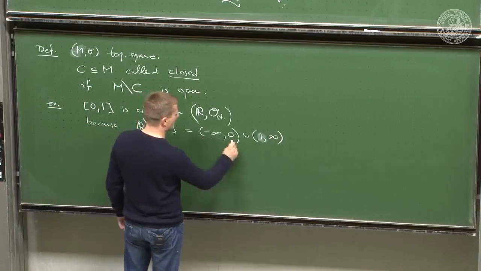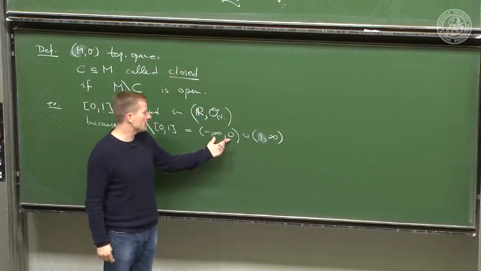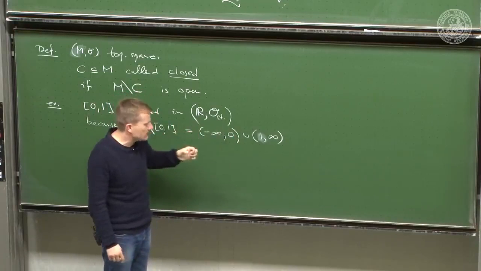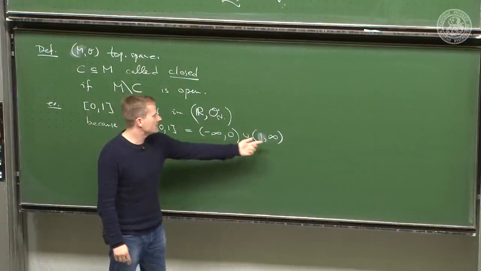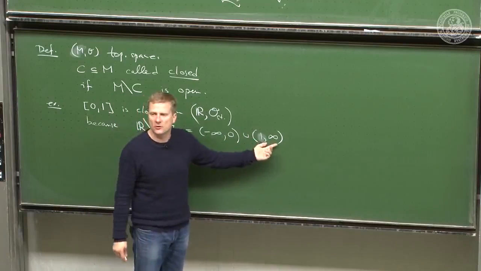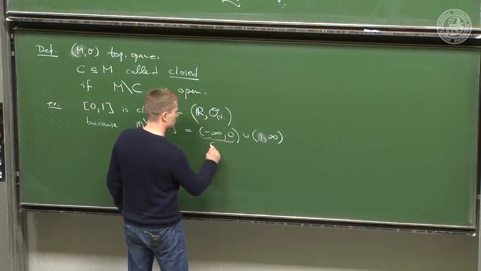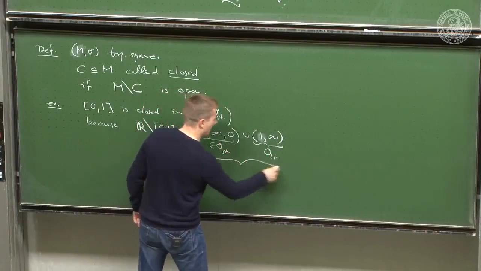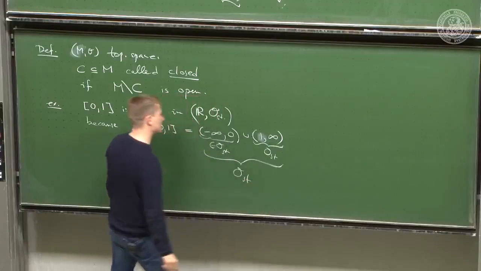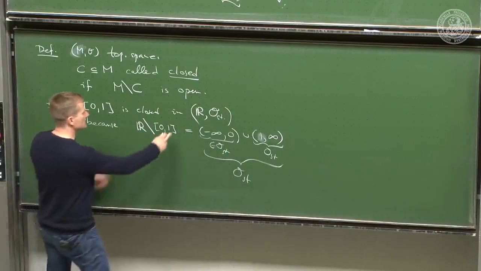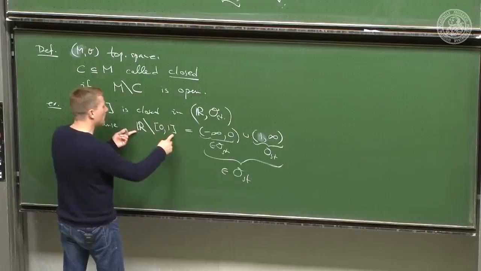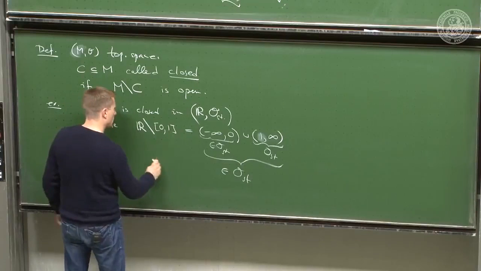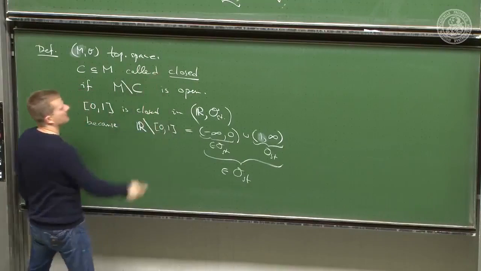Now, this set is open in the standard topology, because for any point in there, you find a little ball that lies around it. The same is true here, but it's the union of two open sets in O standard. So this is in O standard, this is in O standard, this is in O standard. Arbitrary unions, so certainly finite ones, are in O standard. So this is in O standard, that means it's open. Because this is open, that means this is closed by definition.